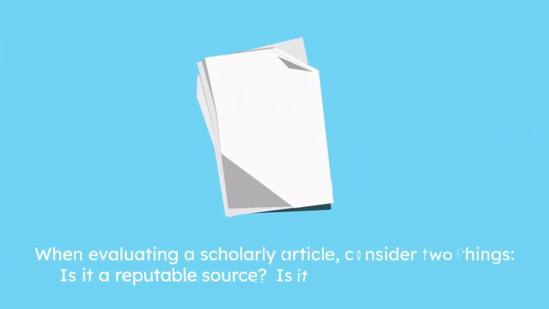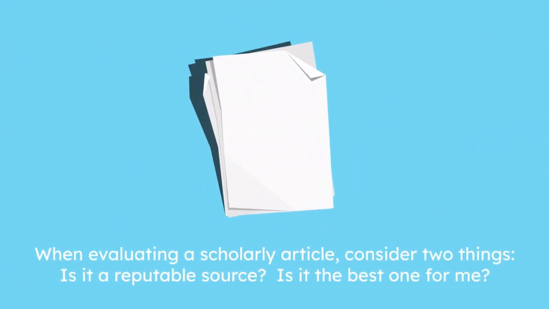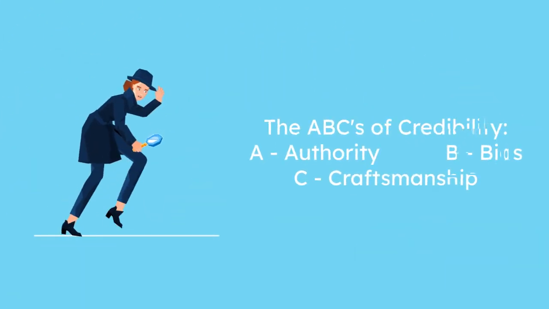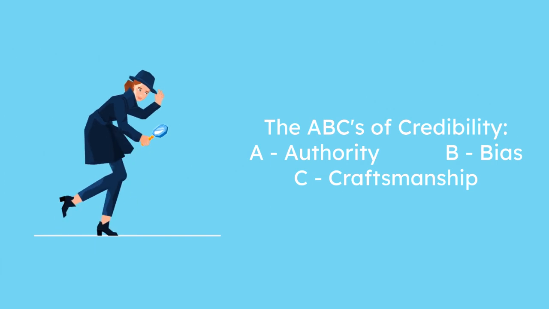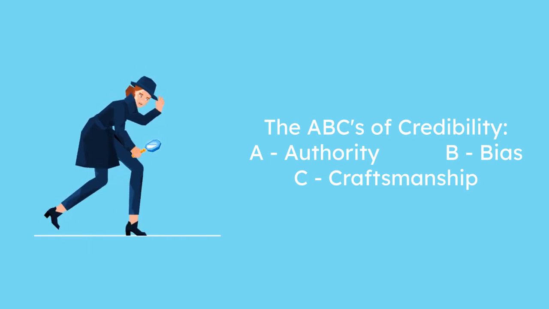Before you decide to include it in your project, you'll need to decide two things. Is it a reputable piece of research? Is it the best one for your project? When we evaluate scholarly articles, we use the ABCs of credibility to examine three aspects: authority, bias, and craftsmanship.